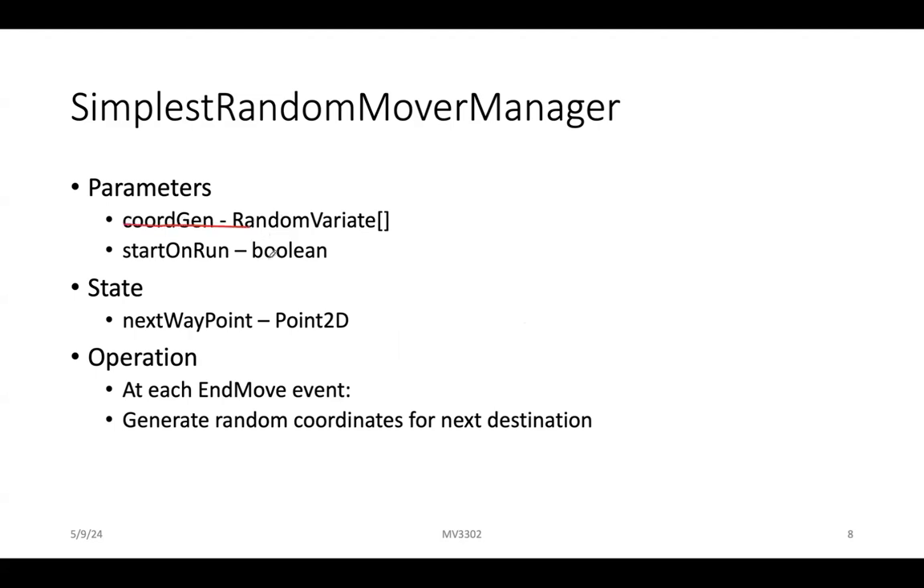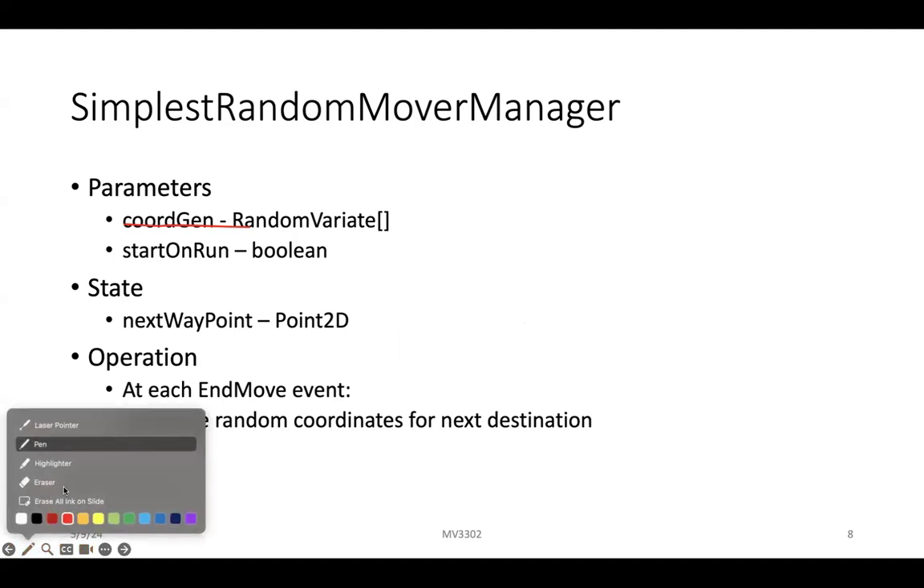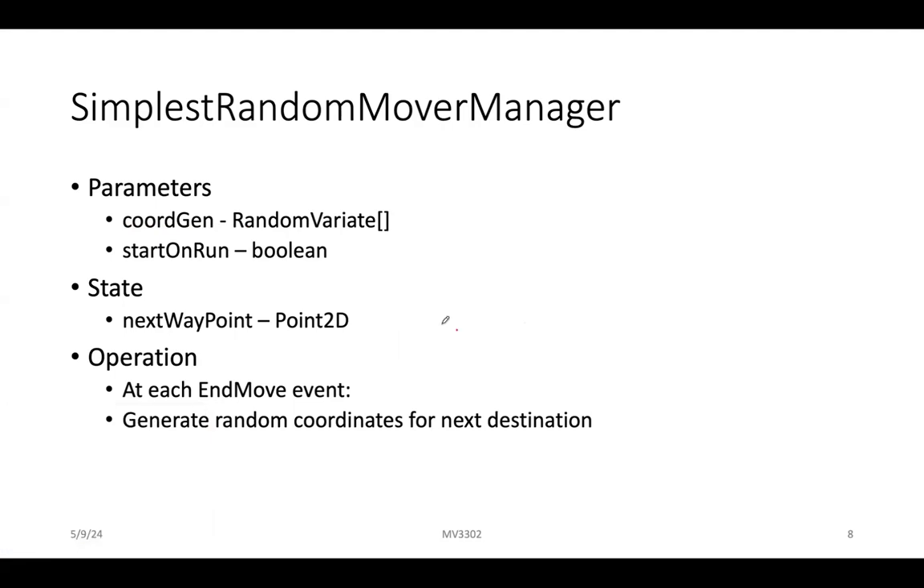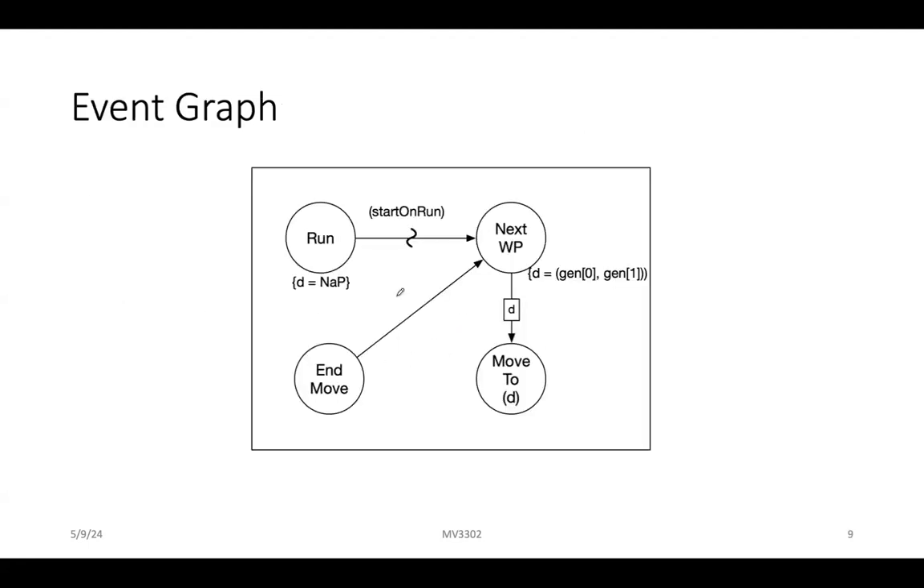So here, instead of a path, we have an array of random variates. This would ideally be of length 2, because we're in 2 dimensions, and each of those random variates is going to generate the coordinates of the next waypoint. So the idea is that at each end move event, we're going to generate the random coordinates for the next one. This is basically what it looks like, and I suspect that the Java one was a little bit different.